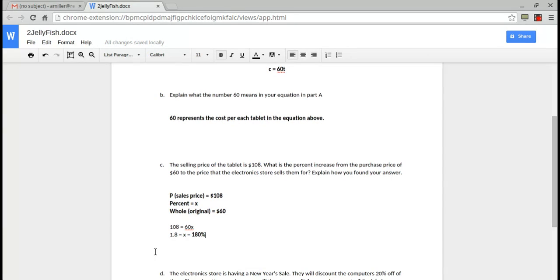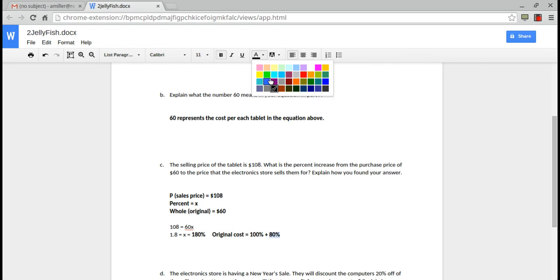So now I can use this information. I know that the original cost is always equal to 100%. But this one says 180%, so the markup must be this remaining amount right here. I know the original cost is 100%, and then I have this 80% added to it. So 180% means that I have an 80% markup. I'm paying 80% more than the original cost of 100%.